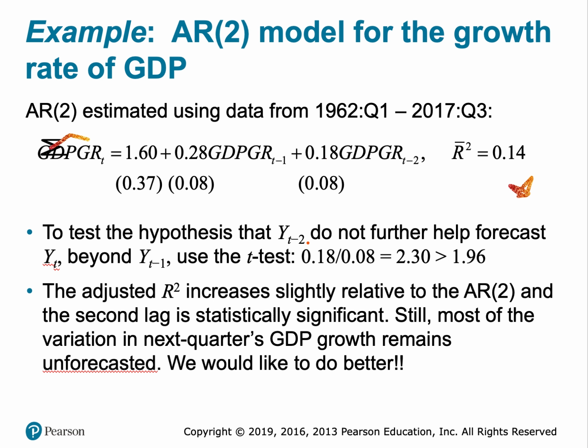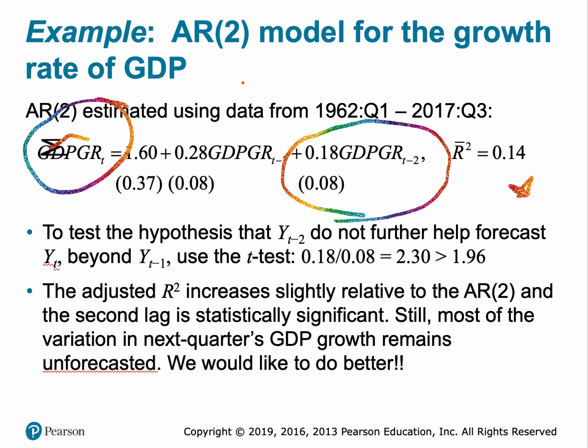To test the hypothesis that y_{t-2} does not further help forecast y_t beyond y_{t-1}, you just use a t-test, right? We're going to test that this additional lag, this thing right here, does not further help forecast GDP growth rate beyond the first lag. To test that, you just use your typical t-test. You're testing the null hypothesis that beta 2 is equal to 0. And how do you test that hypothesis? It's a hypothesis test of one coefficient, and you do that with just a t-test.